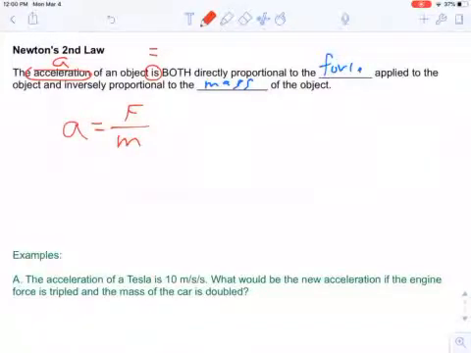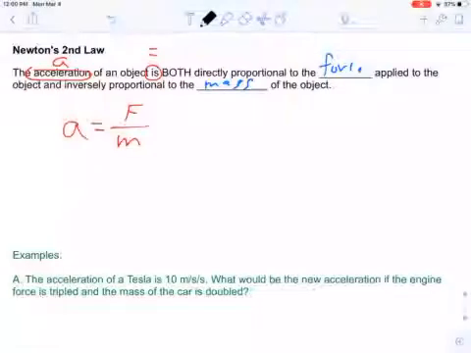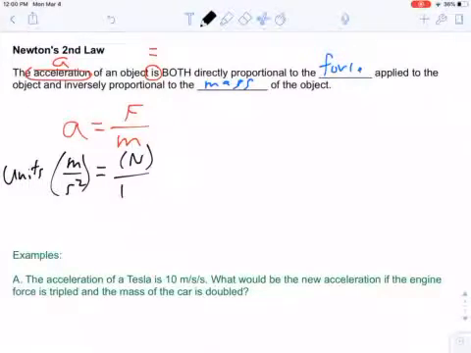So looking at units for this, the units for acceleration is meters per second squared. The units for force is newtons, and the unit for mass is kilograms.